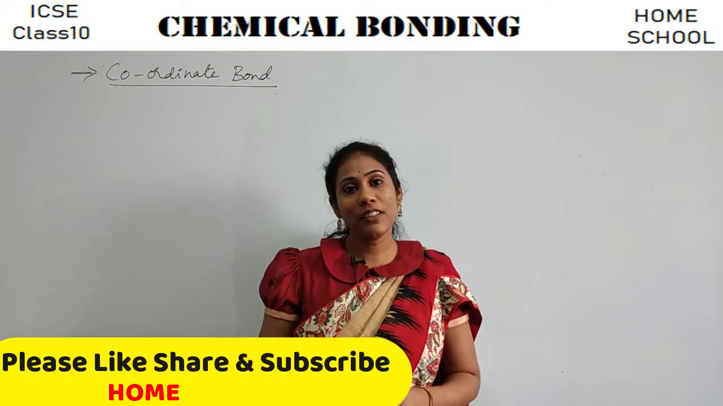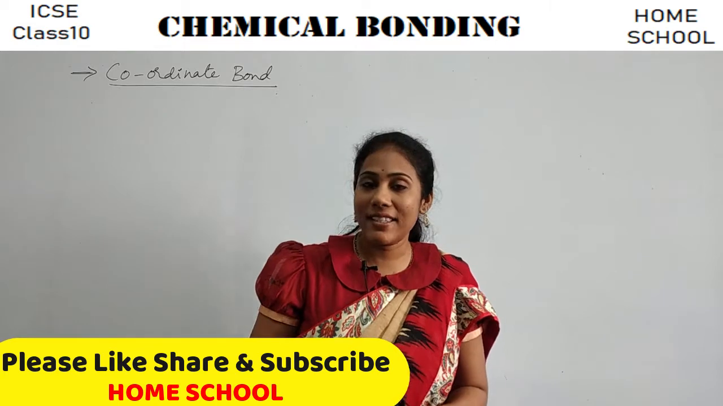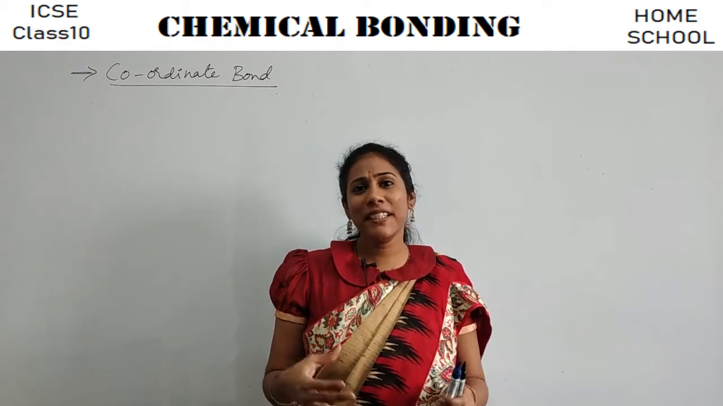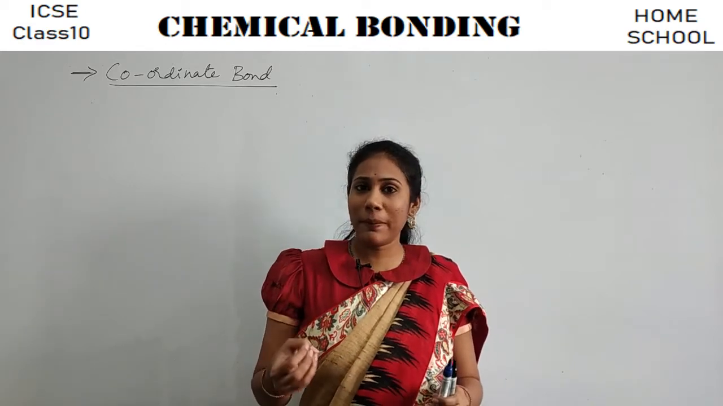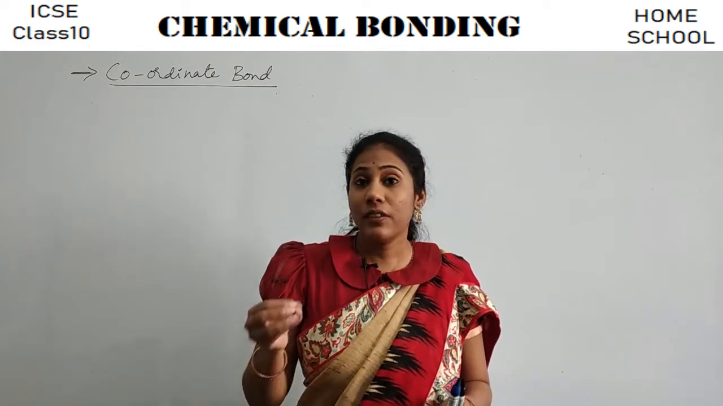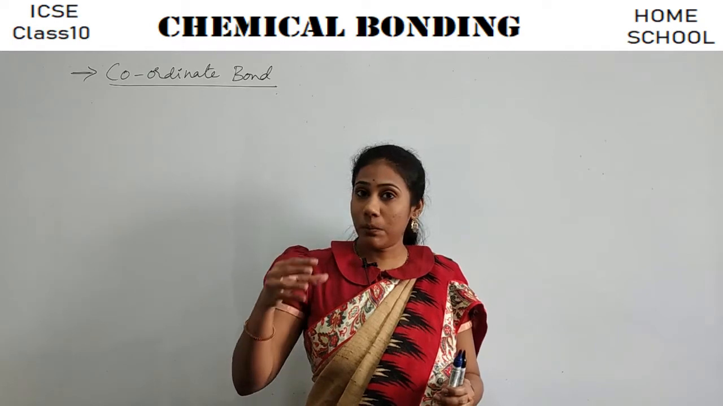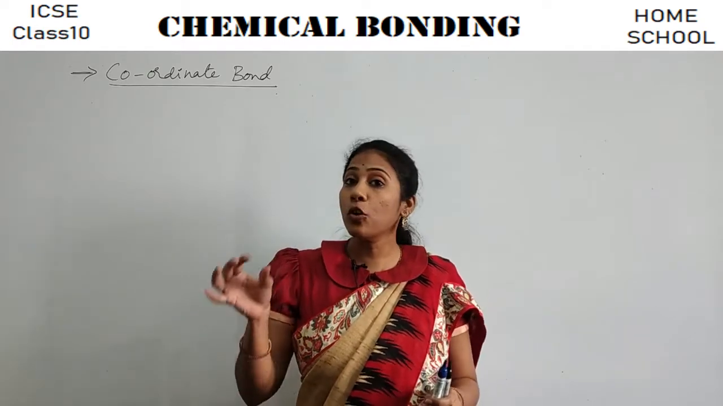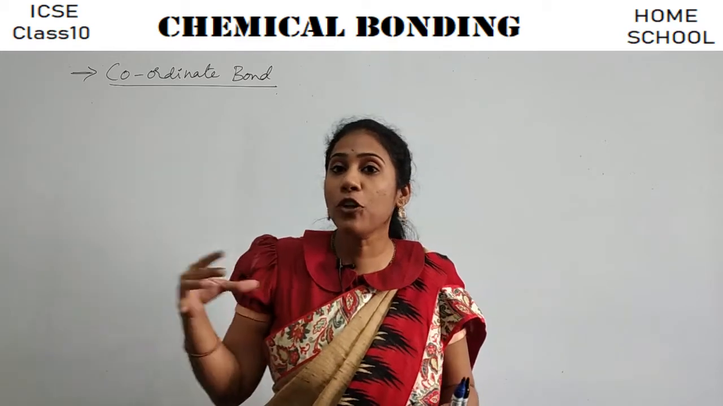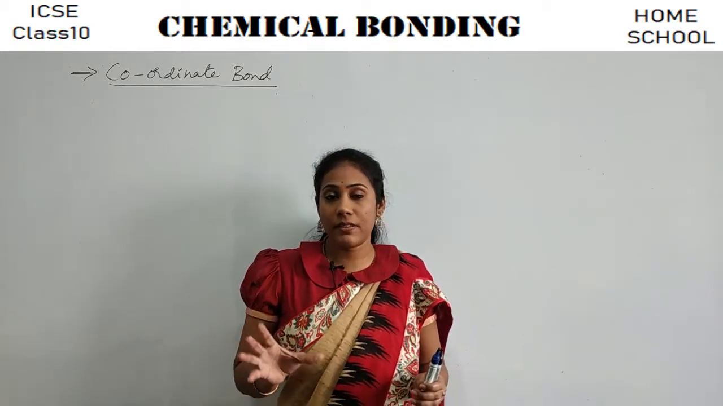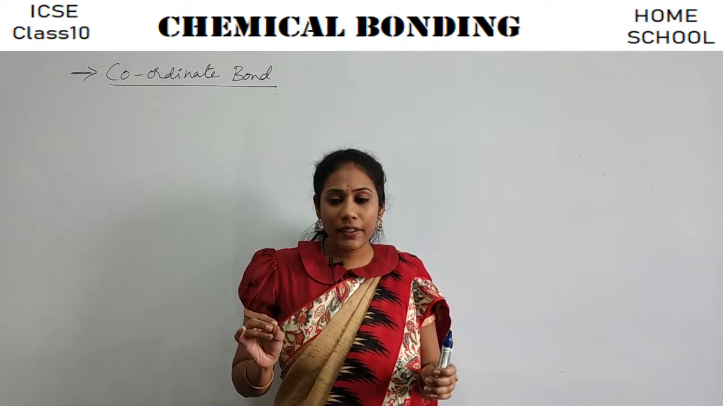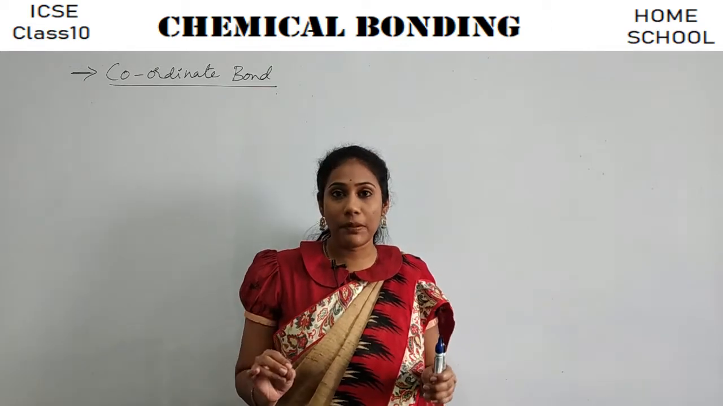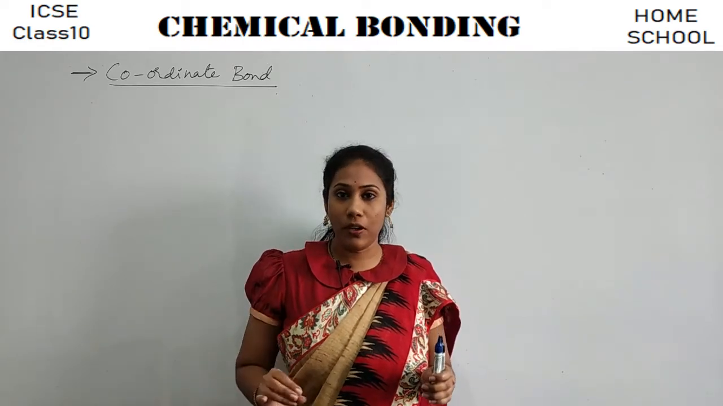We are with a chapter called Chemical Bonding of Class 10 ICSE syllabus, isn't it? And we have completed so many things in the chapter. We spoke about the basic introduction, ionic bond, ionic compound, its properties, covalent bond, covalent compounds, types of covalent compounds, and its properties, right? And today we are going to deal with the last type of bonding in the chapter, that is coordinate bond.